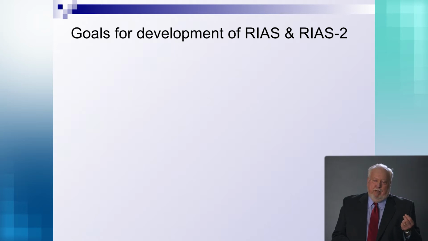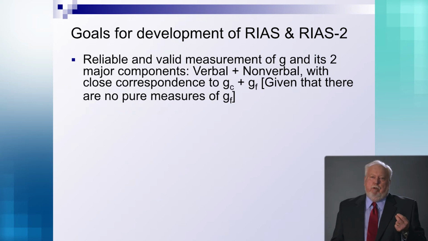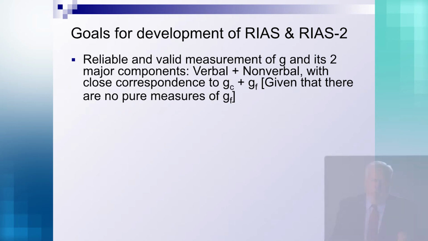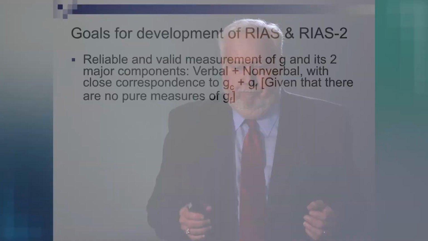When Randy and I set out to develop the Reynolds Intellectual Assessment Scales, we determined that we wanted to provide the practitioner with a reliable and valid measurement of general intelligence, widely referred to as G, and its two major components. Randy and I conceptualize those as verbal and nonverbal intelligence, but many people prefer to use CHC theory and think of crystallized intelligence and fluid intelligence. And the RIAS can be conceptualized that way just as well.